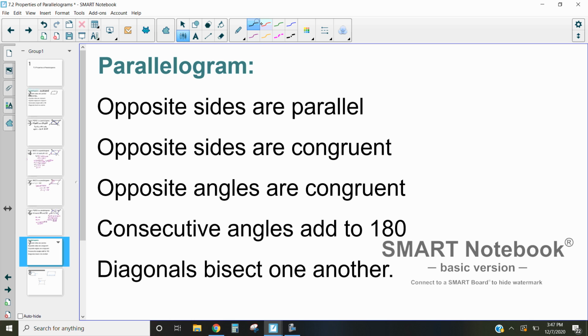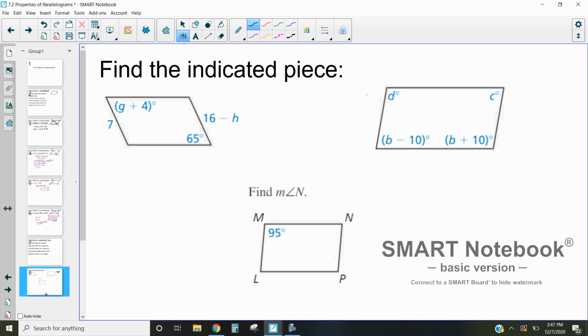But remember, a parallelogram is a quadrilateral that has the following properties contained within it. The opposite sides are parallel, the opposite sides are congruent, the opposite angles are congruent, the consecutive angles add up to 180 degrees, and the diagonals bisect one another. So using these properties that we know about parallelograms, let's just go through a couple of examples here of how we can decide things that we know.